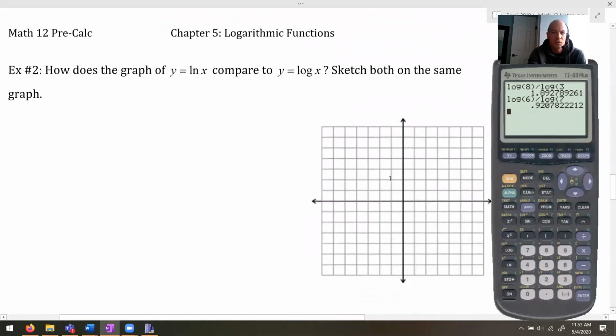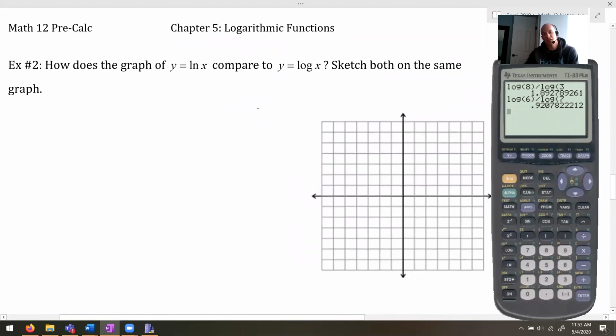Okay, example 2 is a totally different style of question. This is actually going to go back to when we talked about different bases looking like transformations. We're going to prove that now. So how does the graph of y equals ln x compare to y equals log x? Let's sketch both on the same graph.